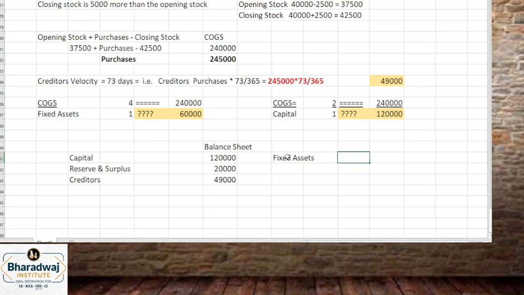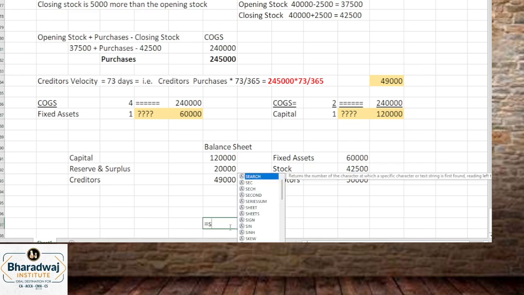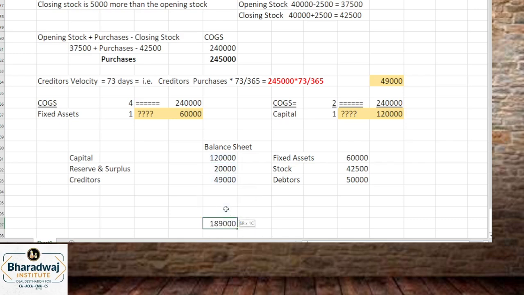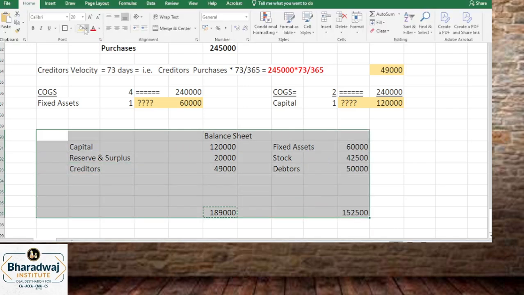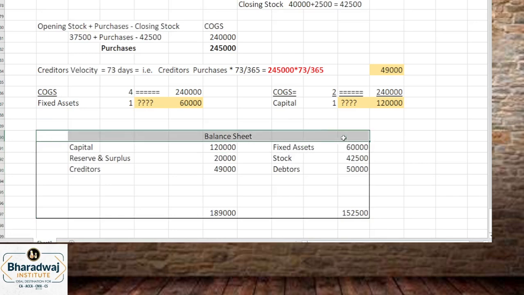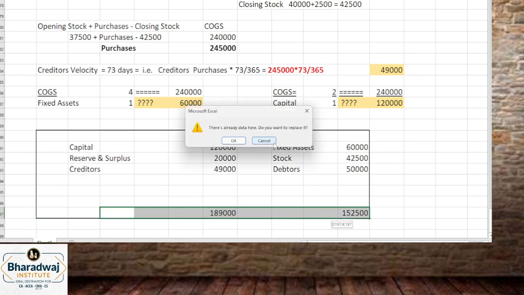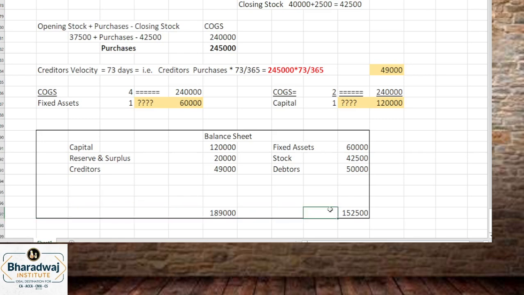How much fixed assets did we work out? 60,000. What else did we work out? Closing stock. What is the closing stock we worked out? 42,500. Debtors we have worked out. What is the debtors balance? 50,000. The balancing figure is which one? Cash, or you can take it as other current assets. What is the balancing figure?